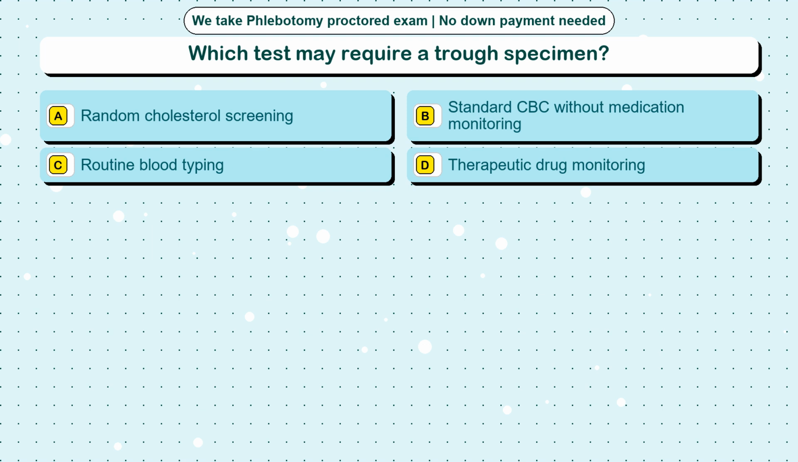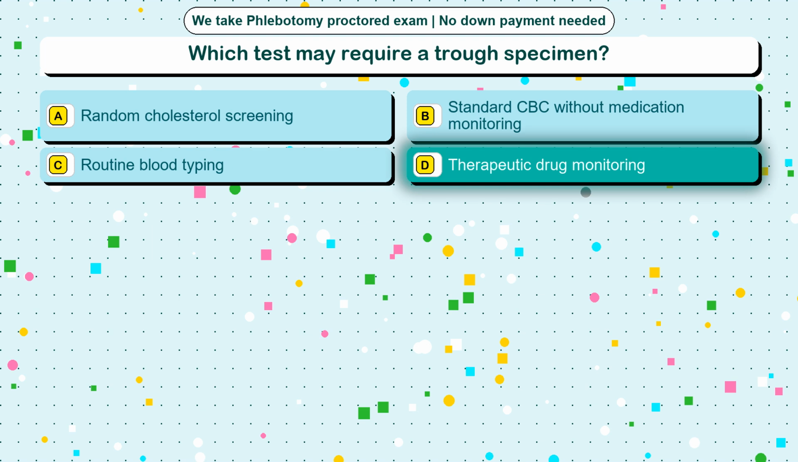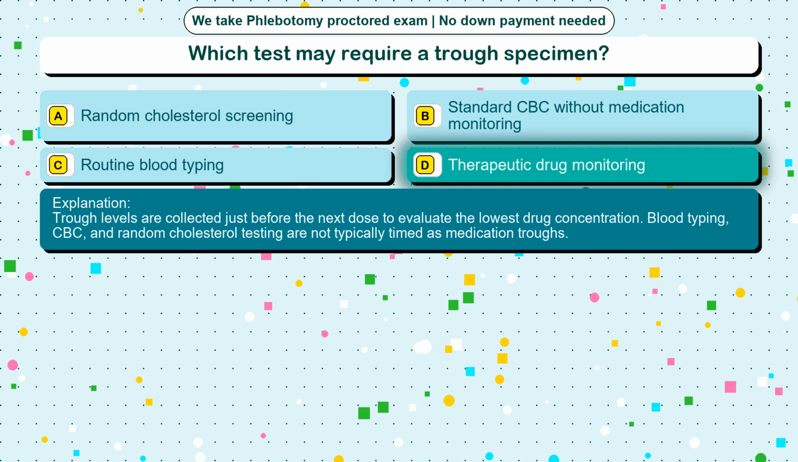Option C, routine blood typing. Option D, therapeutic drug monitoring. The correct answer is option D, therapeutic drug monitoring. Trough levels are collected just before the next dose to evaluate the lowest drug concentration. Blood typing, CBC, and random cholesterol testing are not typically timed as medication troughs.